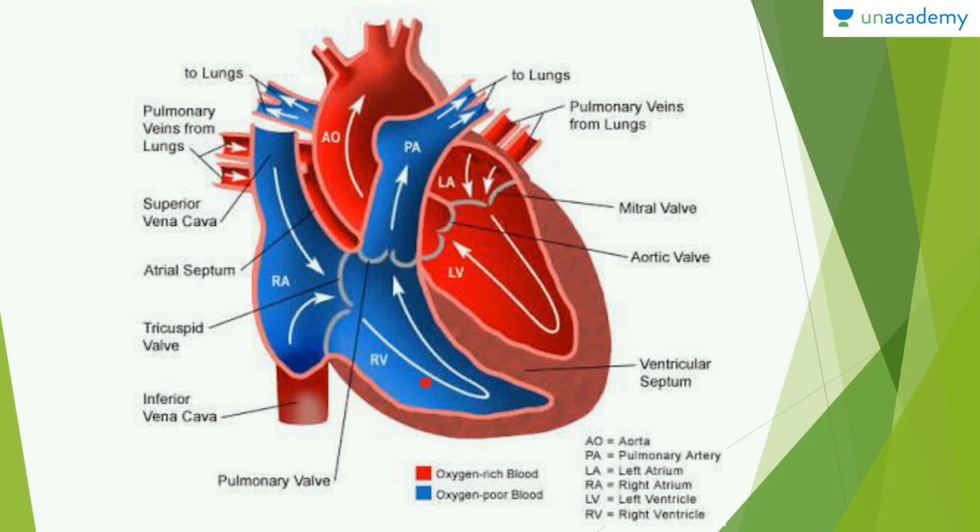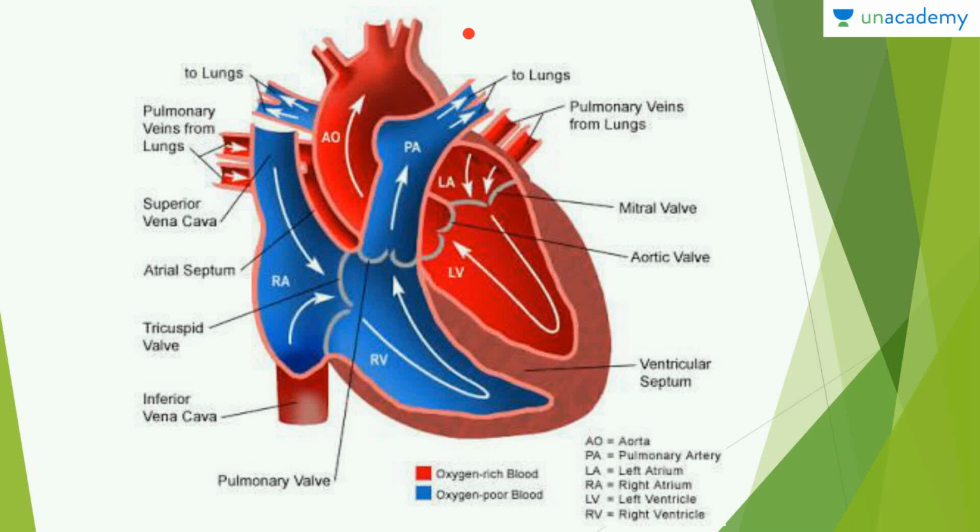Now this deoxygenated blood from the right ventricle goes through the pulmonary artery. This is the semilunar valve right here, and through the pulmonary artery, it goes to the lungs. In the lungs, oxygenation takes place, and from the pulmonary veins, this oxygenated blood comes to the left atrium. Now this oxygenated blood from the left atrium reaches the left ventricle, and through the aortic valve it goes to the aorta and finally into the rest of the body. So that's about circulation in the heart.